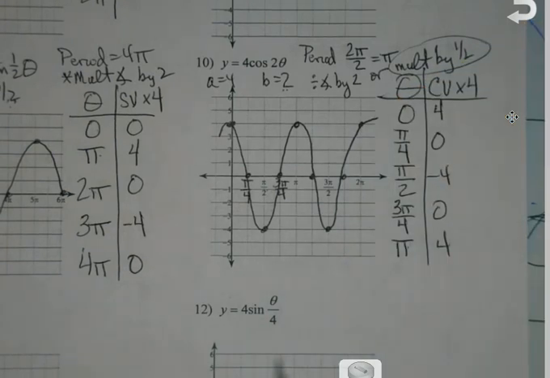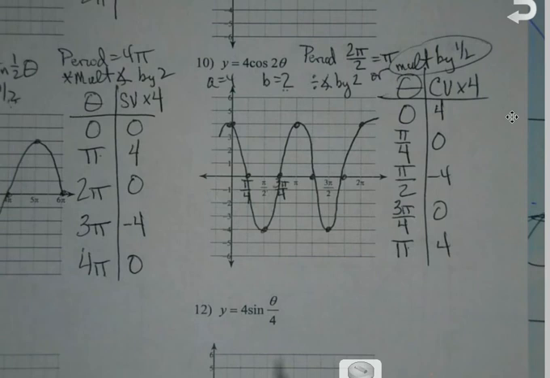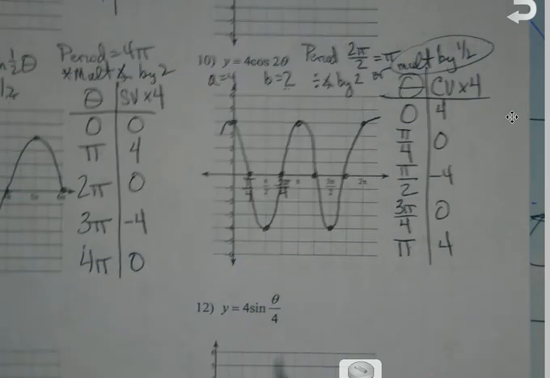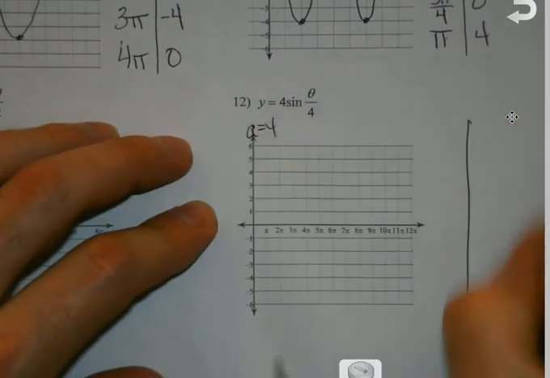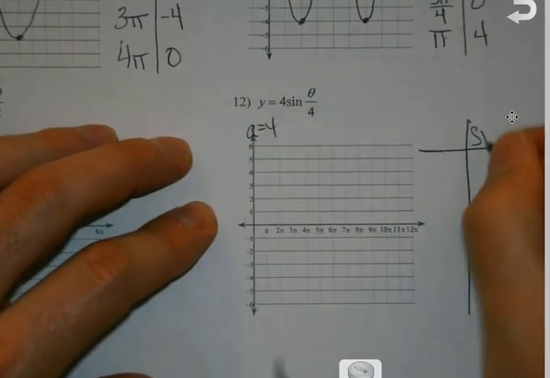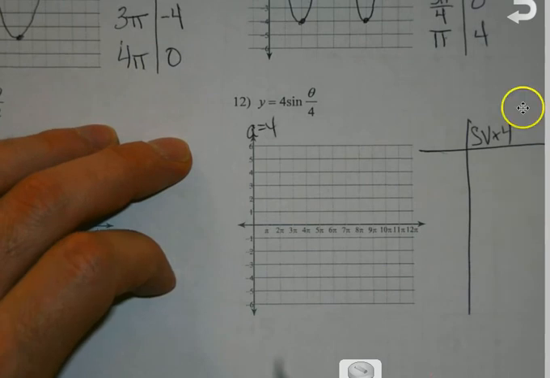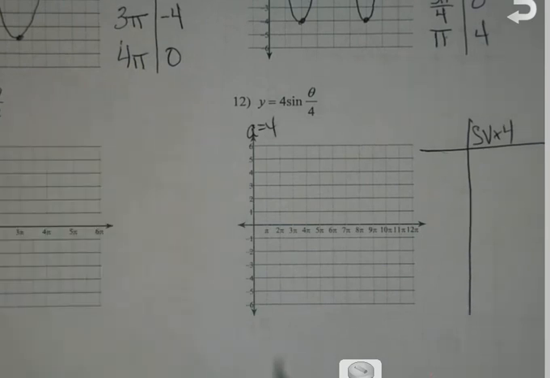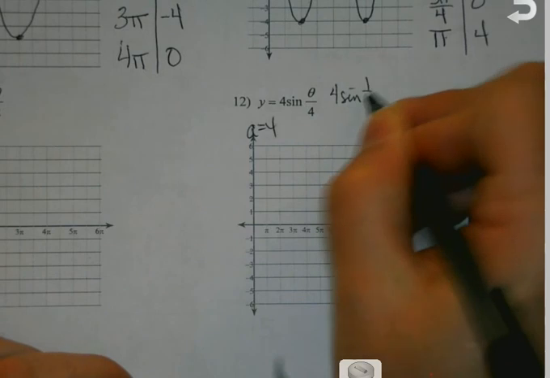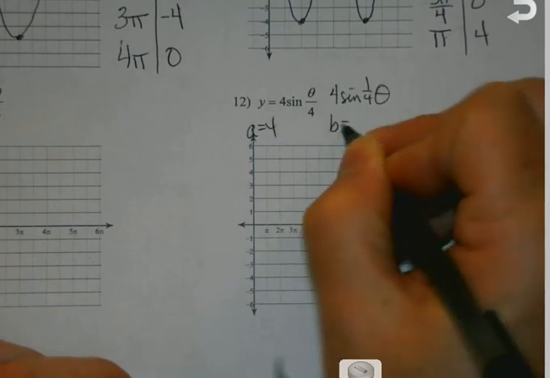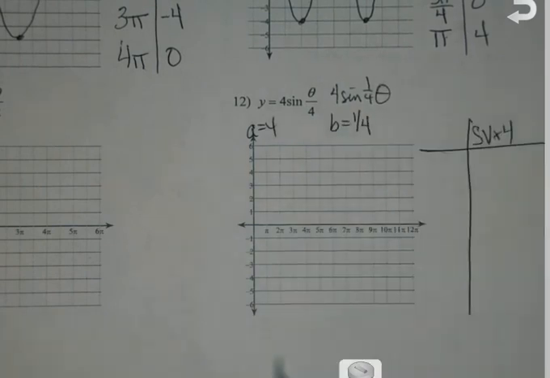Okay? Now, I've got one more I've got planned, and if we need to do some of the other ones after that, you're like, wait, how does this work? We can do that. So, okay, one last one. I want to do number 12, because this is kind of weird, but it kind of puts everything together. My a value is 4. Sine value times 4. Remember, this is 4 sine 1/4 theta. So my b is 1/4.